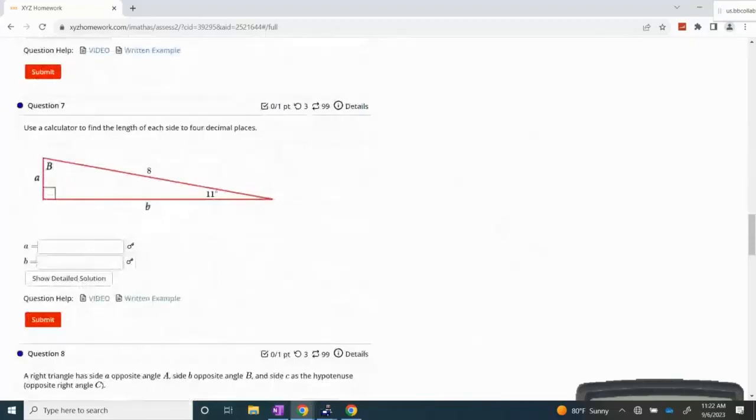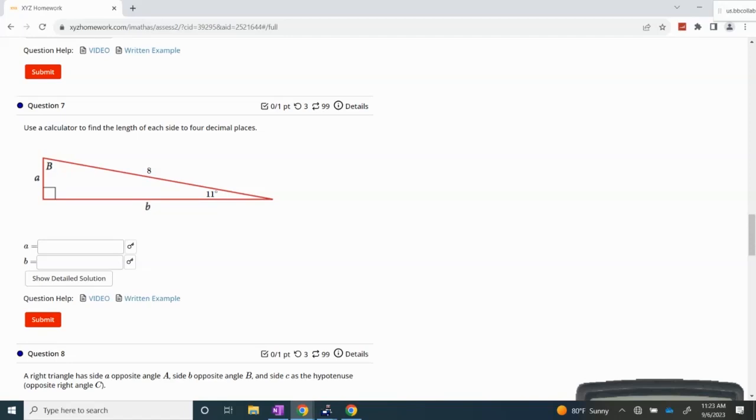So this one says use a calculator to find the length of each side to 4 decimal places. If it says decimal places, you can use your calculator. But there's other problems that don't say anything about decimal places. If it doesn't say anything about decimal places, that means they want the exact answer. So we're going to do this in a couple of parts. We're going to start with the ones that want you to write the answer in decimal form, and then we'll move to the problems that want the exact answer.